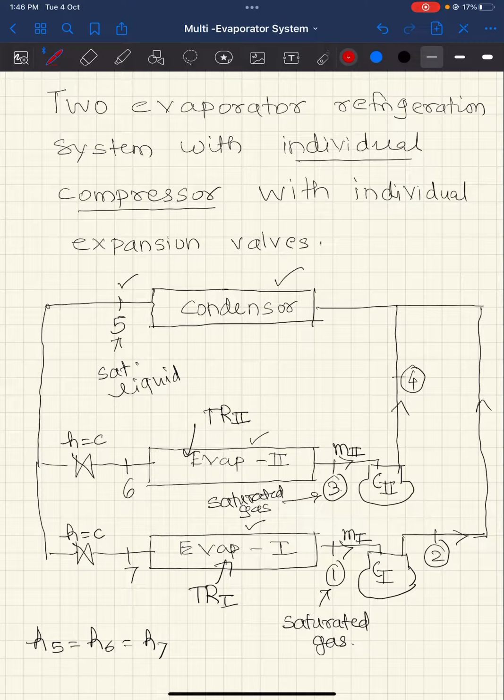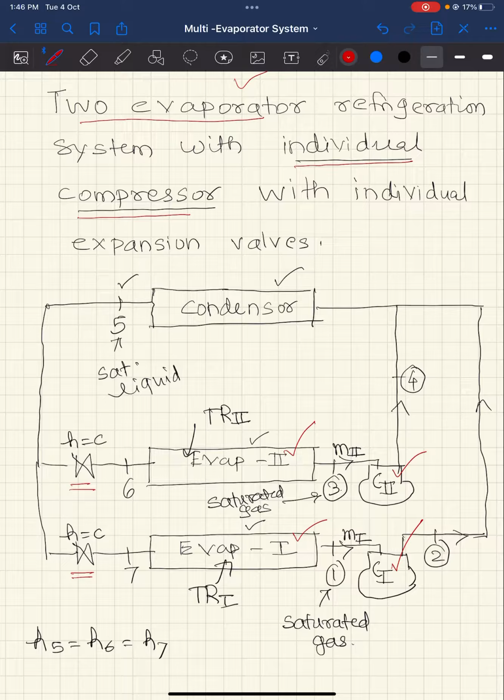Welcome back, dear friends. This is to discuss another multi-pressure system with two evaporators and individual compressors. By individual compressor system, we mean for each evaporator there is a compressor. So for evaporator 1, there is compressor 1, and for evaporator 2, there is compressor 2. This is called an individual arrangement of compressors, and there is an individual arrangement of expansion valves: this is the expansion valve for this evaporator, and this is the expansion valve for this evaporator.